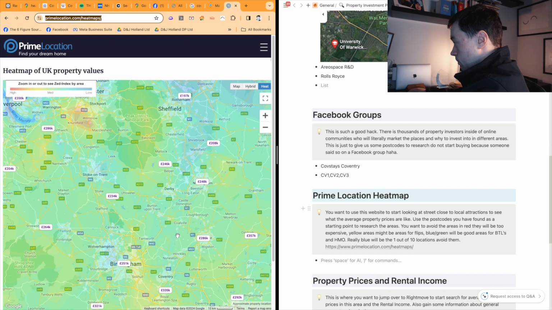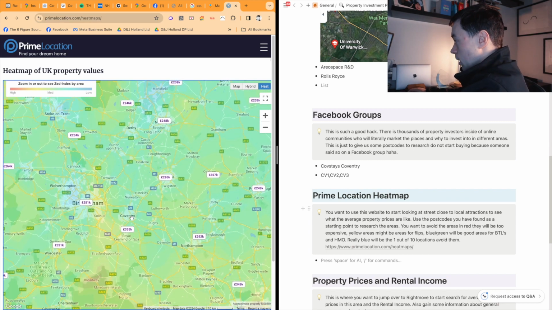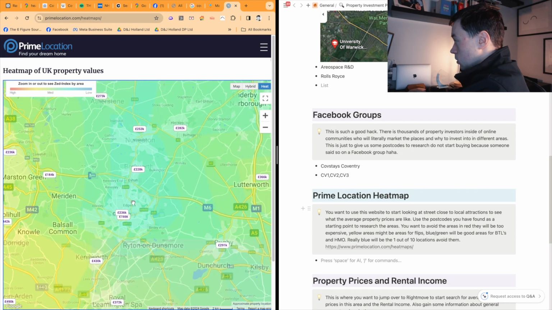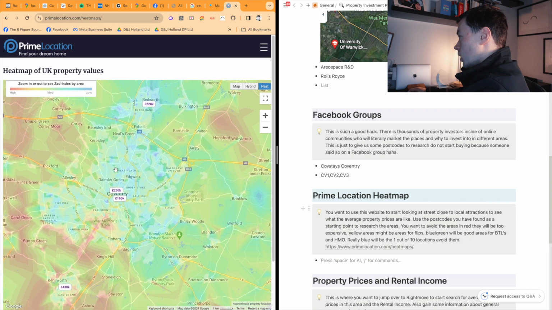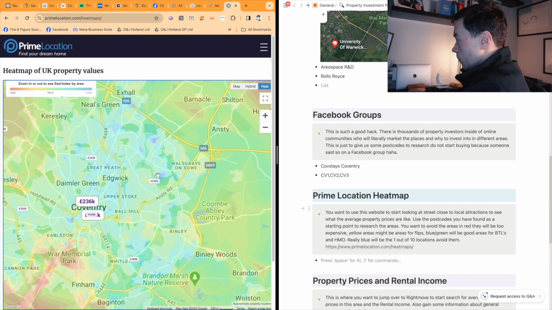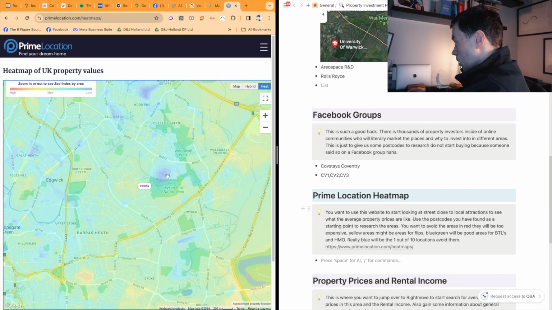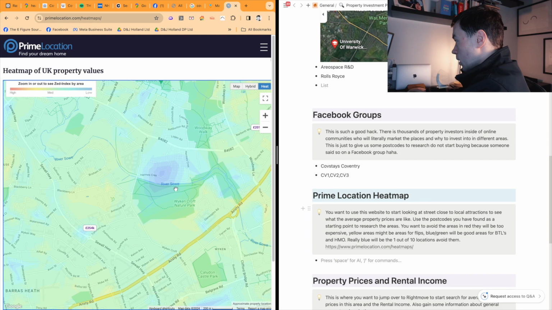Let's find Coventry. So this does a heat map of the average prices in the area. You can see that the deep red is really expensive, and then as it comes down, yellow is high, green is like medium. We want to be in this range here. Up here might be good for flips, but if we're buying to add value and rent out, this is where we want to be. You want to avoid this deep blue. We've got a pocket there, a deep blue, so we probably want to avoid there.